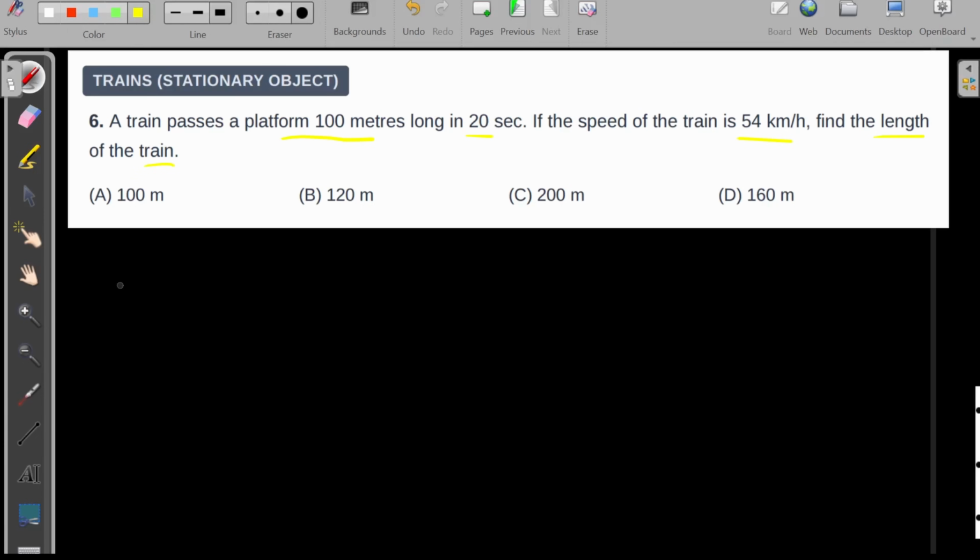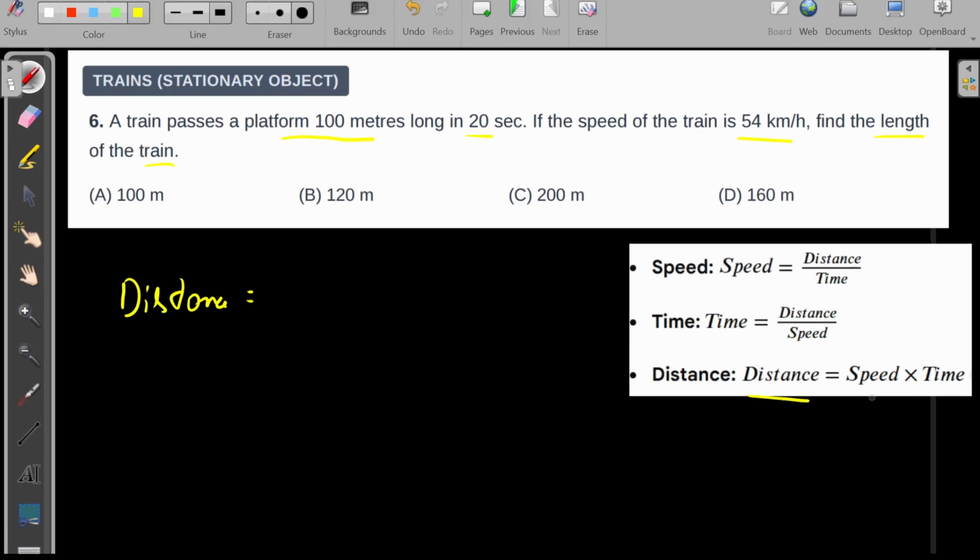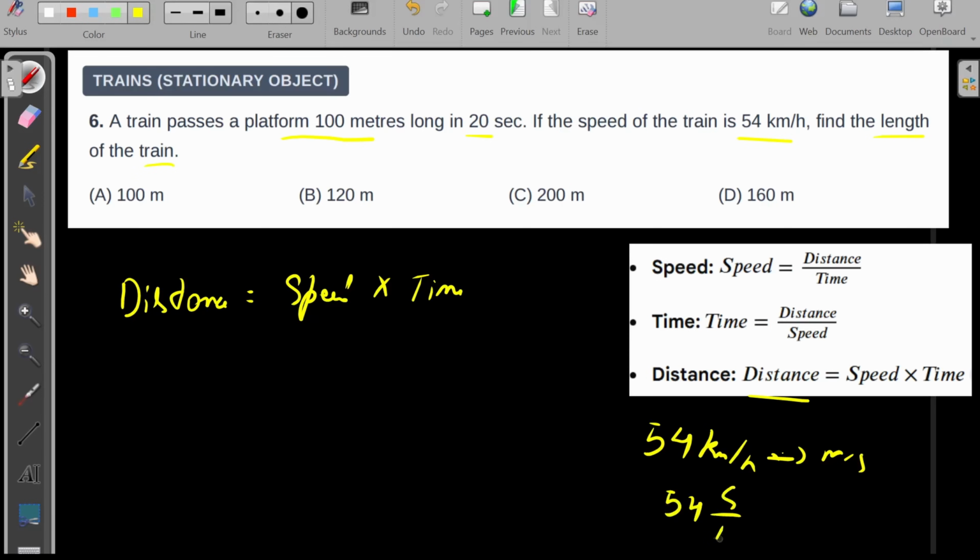Now in order to solve this question, we will use the formula of distance. And I'll be using this formula, which is distance equals speed multiplied by time. So I can write speed multiply time. But before we do that, we need to change the unit of the train speed, which is in kilometer per hour, to meter per second, because the options are in meter. So I need to change 54 kilometer per hour to meter per second. We already know that 54 times 5 divided by 18 would give me 15 meter per second.